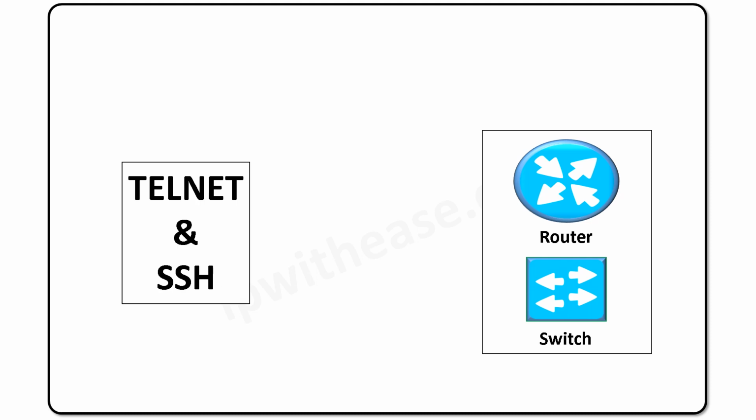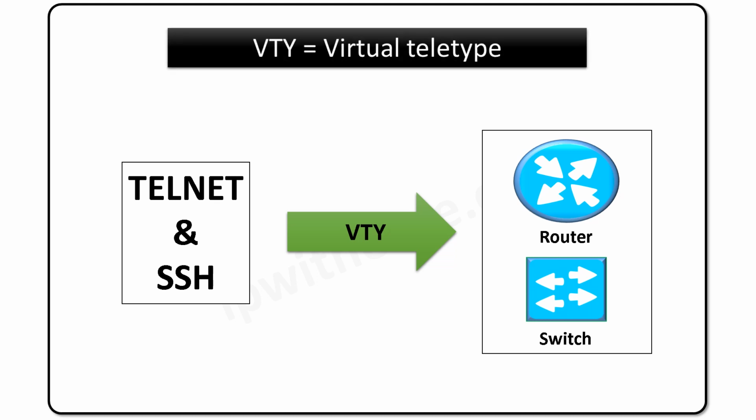Telnet and SSH are two common ways to access network routers and switches. Both the access methods use VTY. VTY is a virtual port and stands for virtual teletype. VTY is only used for inbound connection to devices.